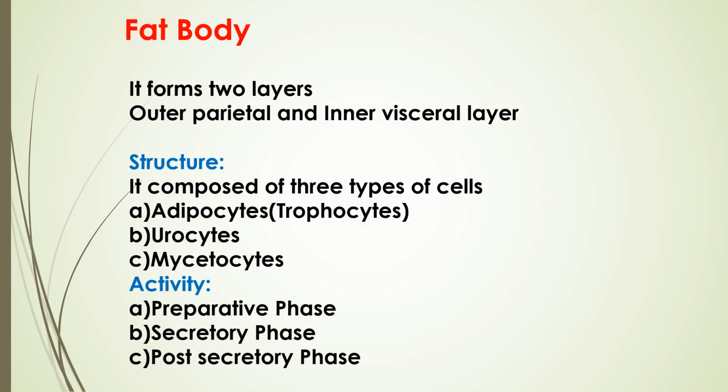Sometimes oenocytes are found in conjunction with the fat body. The hemocytes are scattered between the lobes of the fat body. The cells are arranged in 2 or 3 layers, and they form a thick lobe. The metabolically active adipocytes are outermost in the lobe, while the urocytes are situated within the lobe, and they are enclosed with the mycetocytes at various centers.